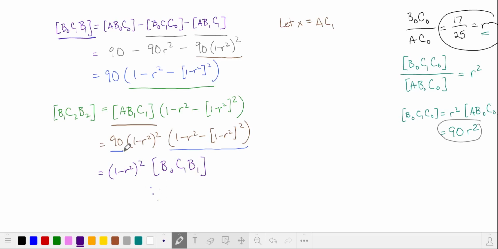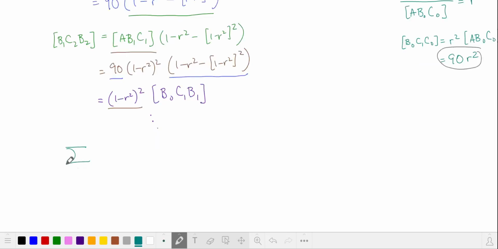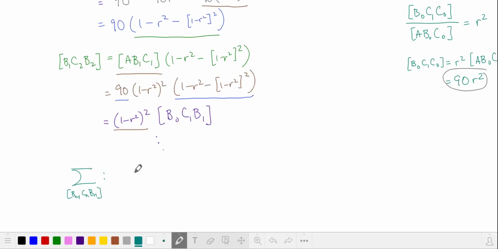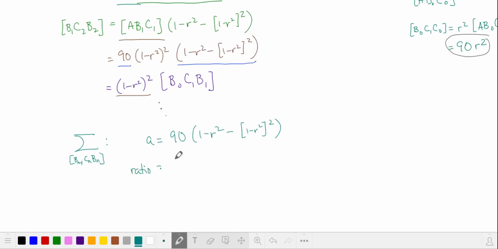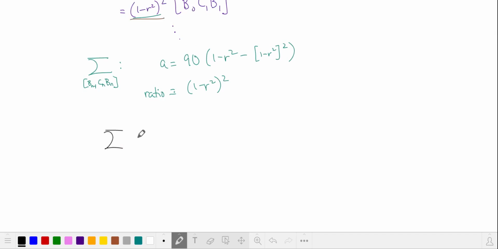And this process repeats for subsequent triangles that we're adding to our area sum. Each subsequent one will be multiplied by this factor from the previous triangle. So the sum of the areas of these triangles will be an infinite geometric series with the starting value equal to the area of our first triangle, and the common ratio in this series is this factor over here. Our formula for the sum of an infinite geometric series is A over 1 minus R, where R is the common ratio. I'll plug in for A and 1 minus R.